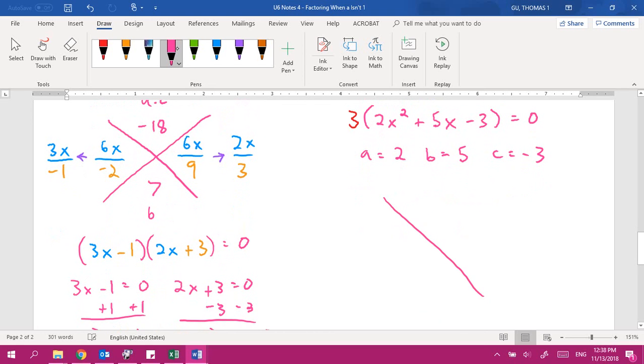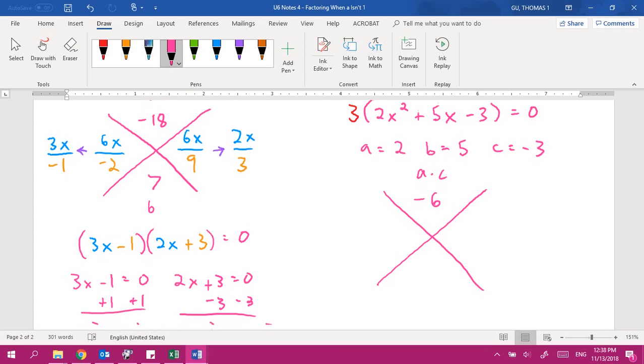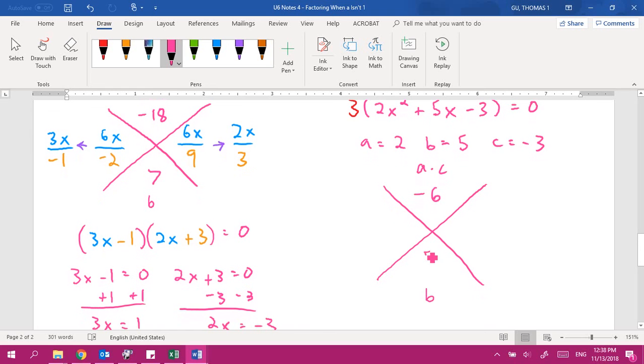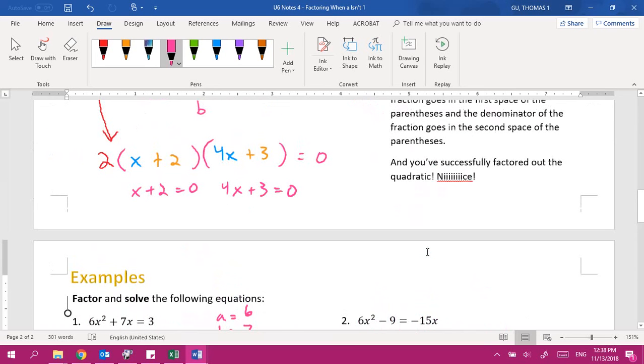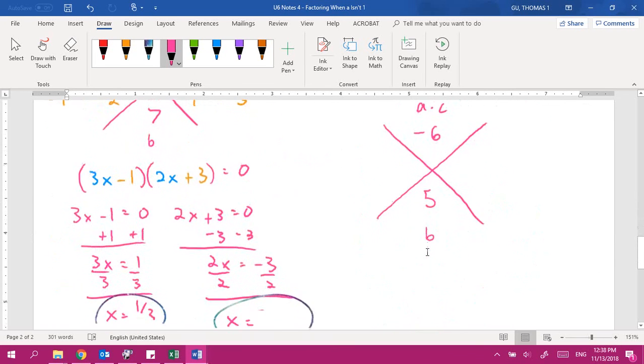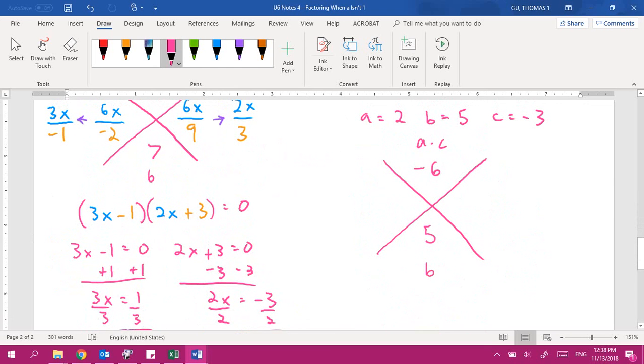So now with the X box, what goes in the top space then? A and C. A times C, which is? Negative 6. That's right. And what goes in the bottom space? B, which is 5. So now, what two numbers multiply to give you negative 6 and add to give you positive 5? 6 and negative 1, right? That's one that usually people struggle with because people forget that the first factor of any number is 1 and itself. So you always want to check that 1 and itself, okay?